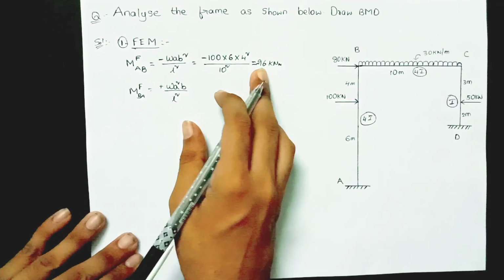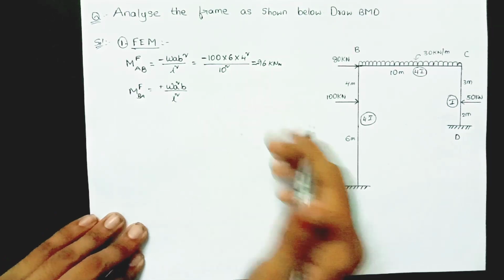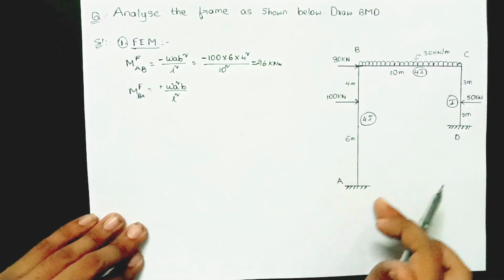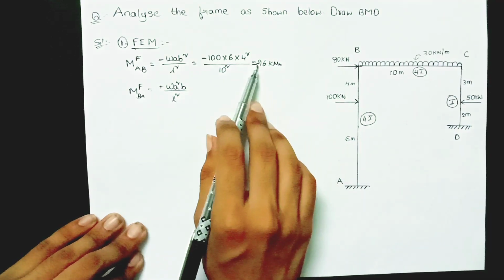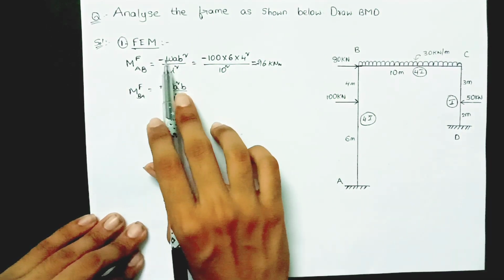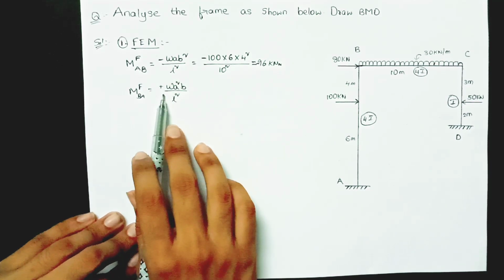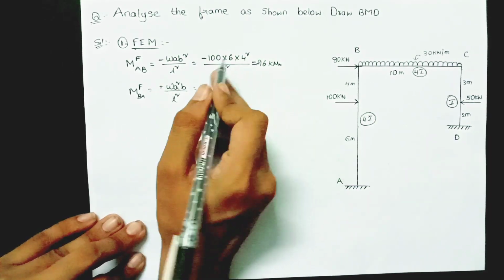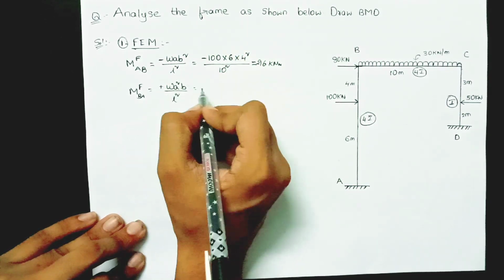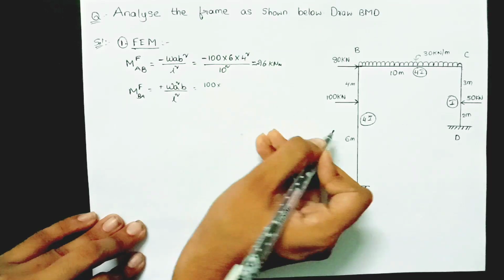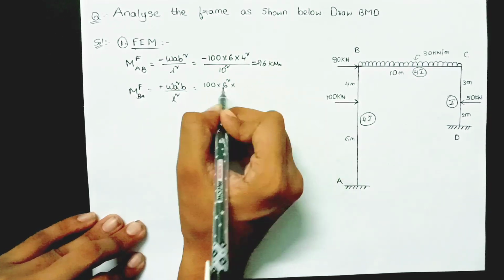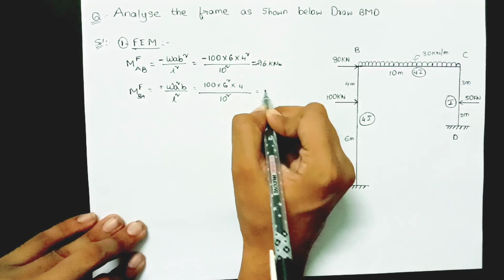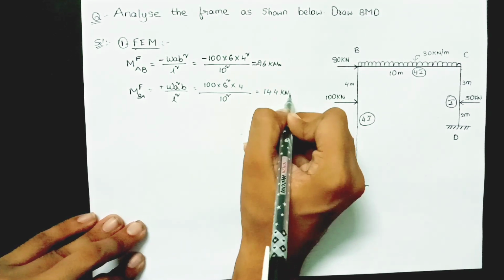The reason for writing negative is that this load is turning the member in the clockwise direction, therefore the moment will be in the anti-clockwise direction, so I have written minus here. If one moment is minus, then automatically the other one will be positive, that means clockwise direction. Now substituting the same values in this formula: W is 100, into A is 6 square, B is 4 meters, divided by length, which is 10 meters square. So the value is plus 144 kilonewton meter.